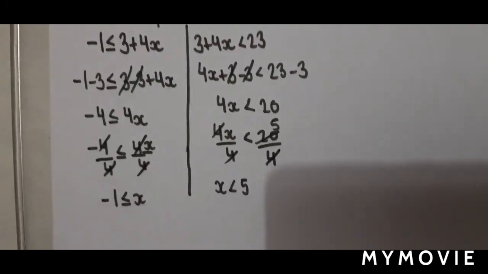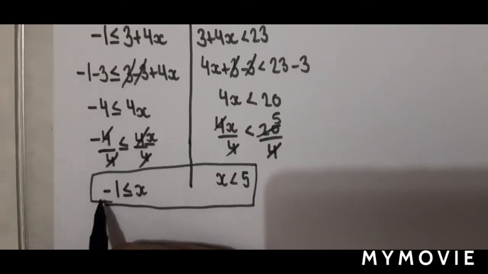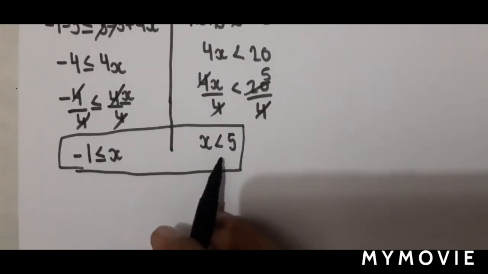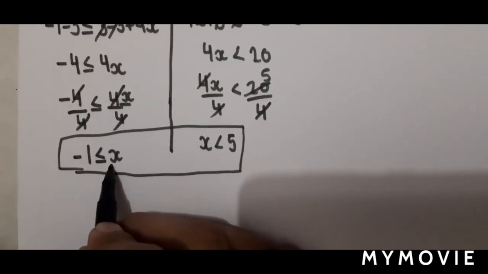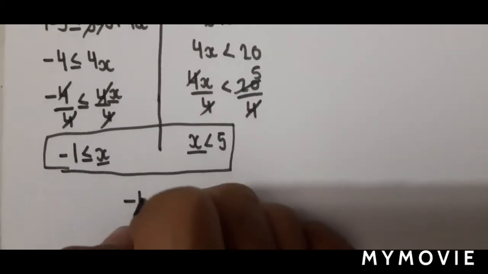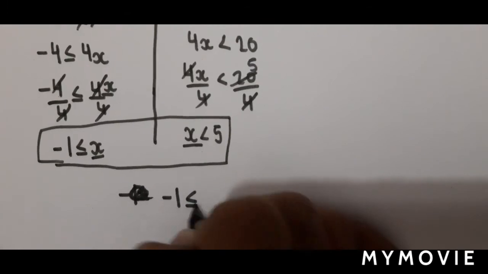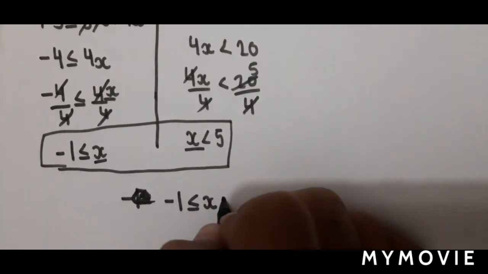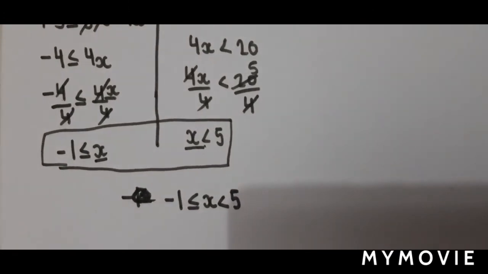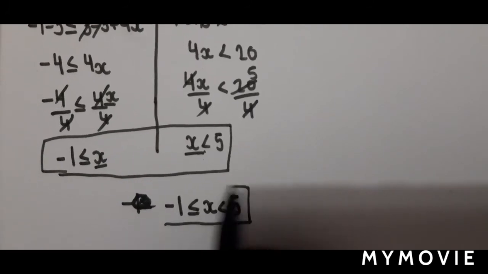So we got two values. These are the two values. Minus 1 is less than or equal to x, and x is less than 5. You can see x and x are both common. So you can take minus 1 less than or equal to x, and you can take less than 5. Yes, you can take that. Now the x value lies between these.